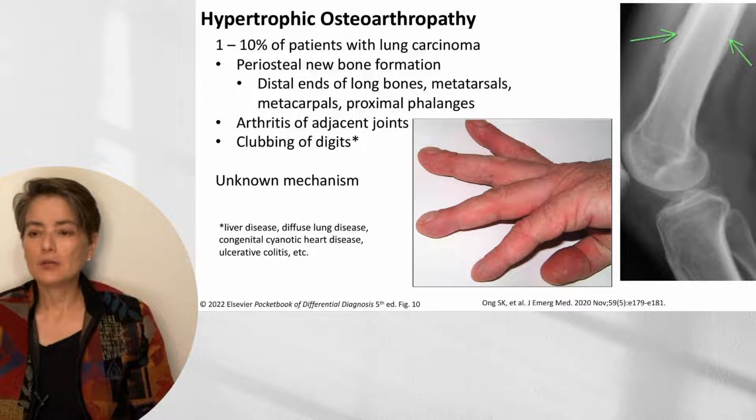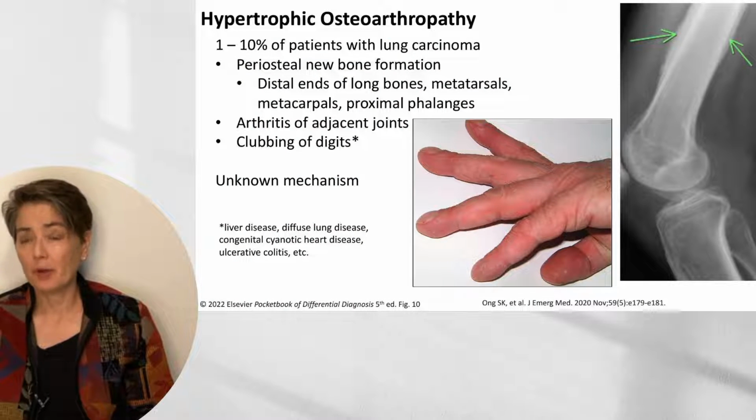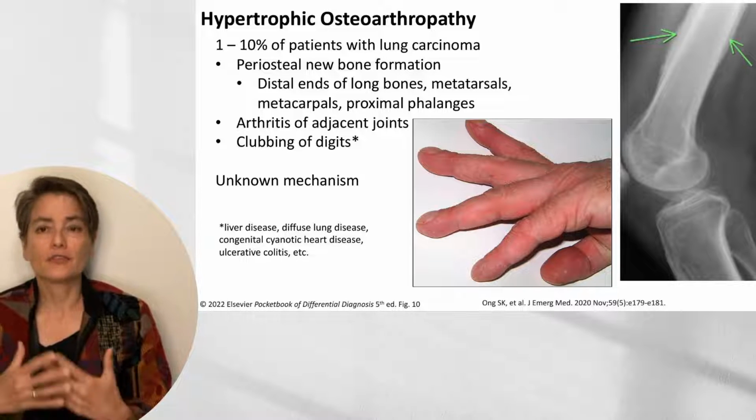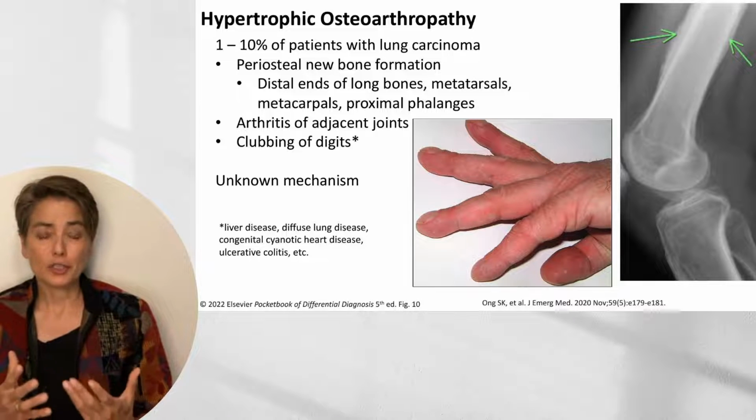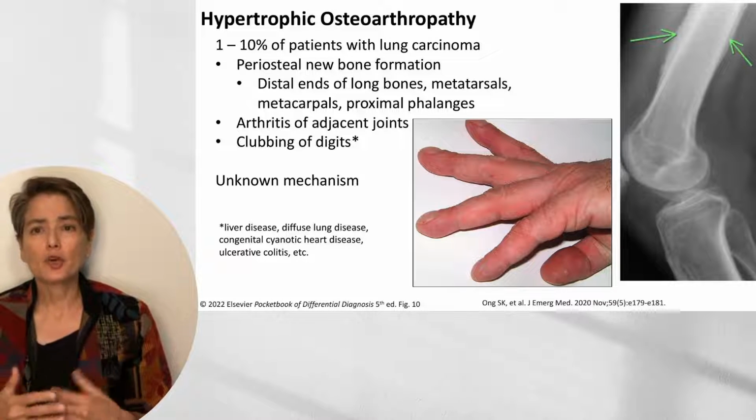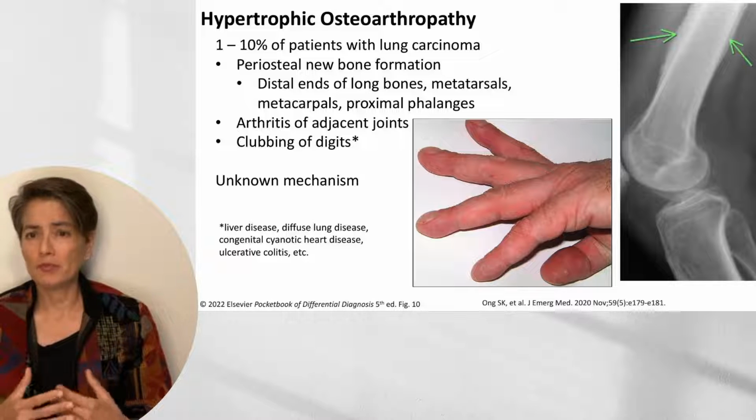And then the final paraneoplastic syndrome I want to address is hypertrophic osteoarthropathy. So why do I want to talk about this? Because I really don't think Robbins goes into sufficient detail on this for you to understand this as a first or second year medical student. So we see hypertrophic osteoarthropathy in about 1 to 10% of patients with carcinoma of the lung.